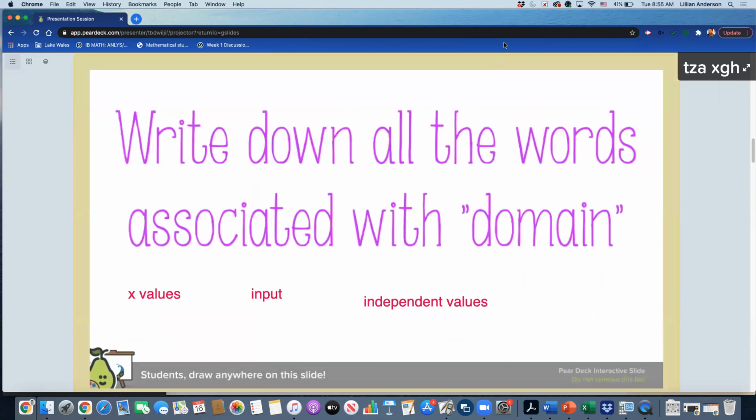Here's another really good one. Input and independent values. Yes, input, what you put in, usually you plug in a value for X, and that, yes, that is your input, that is your independent values that is associated with your domain. I think everything else was pretty much across the board, okay?